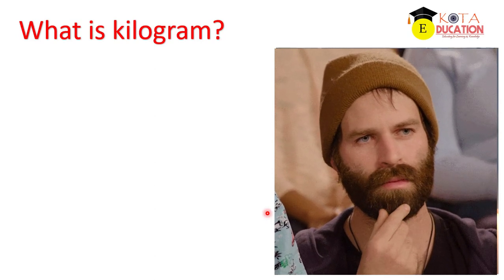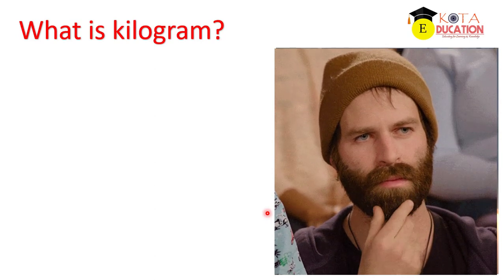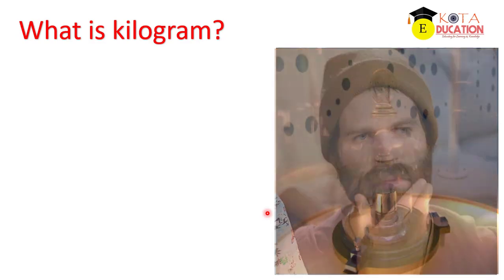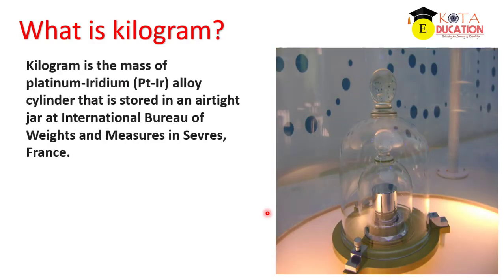Any idea what is kilogram? So kilogram is actually the mass of a platinum and iridium alloy cylinder that is stored in an airtight jar. Here this one is an airtight jar, and this shiny part is our platinum iridium alloy cylinder, which is placed in the airtight jar. It is kept in Sèvres, France. So this is actually the standard which was used at that time, right?